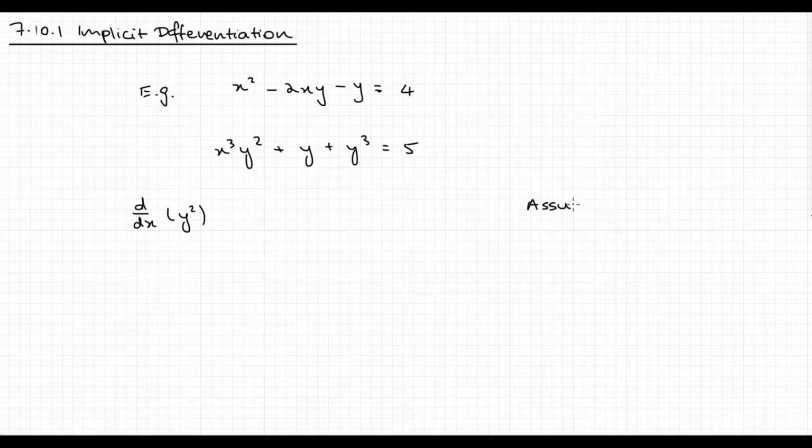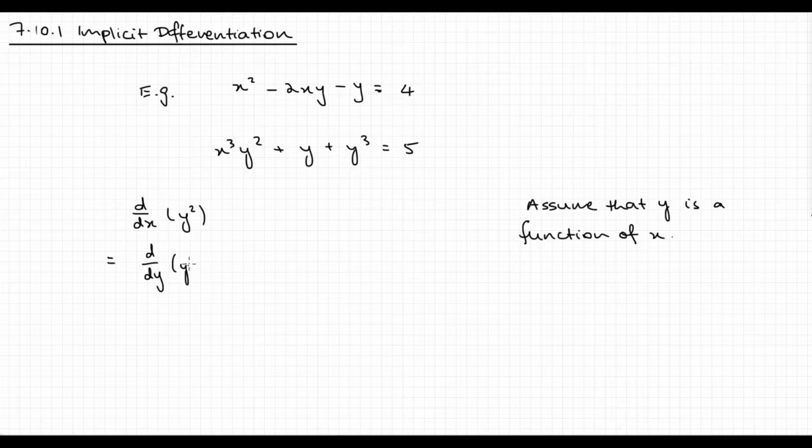So we're going to assume that y is a function of x. And the idea behind this is if I can't differentiate y squared with respect to x, then I'm going to take this notation and rewrite it. Instead of differentiating y squared with respect to x, I think about what I can differentiate y squared with respect to, which is y. So I'm going to rewrite this as d/dy of y squared.